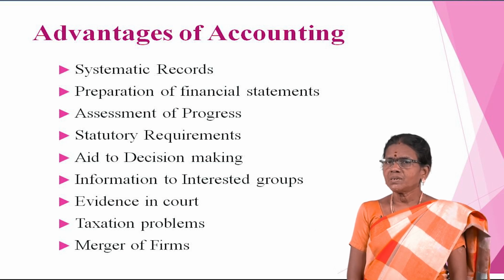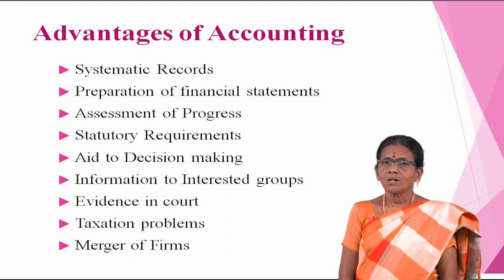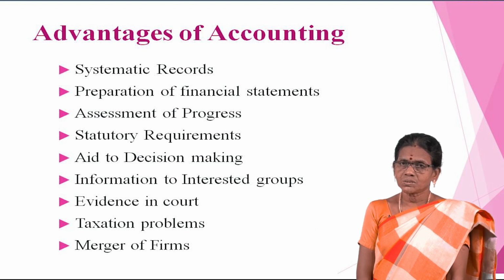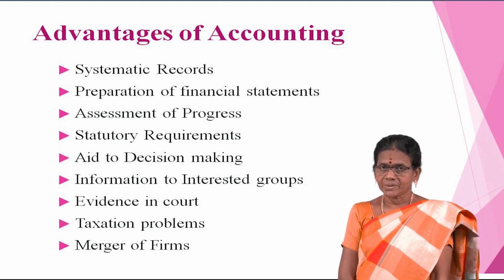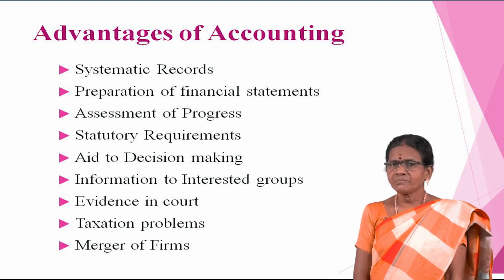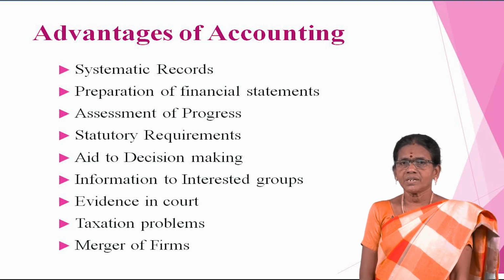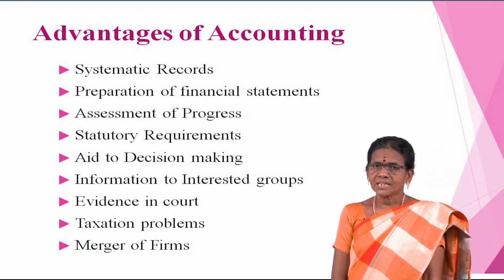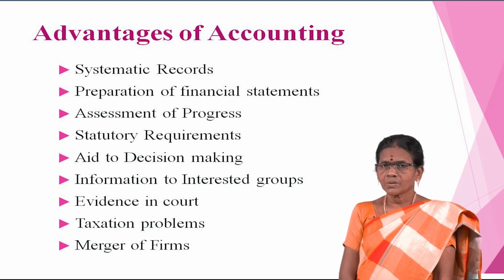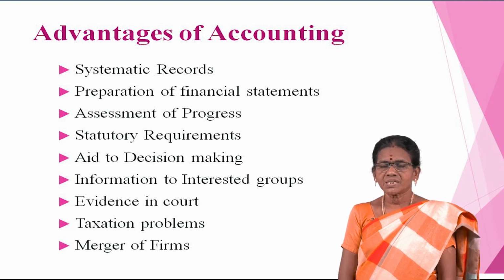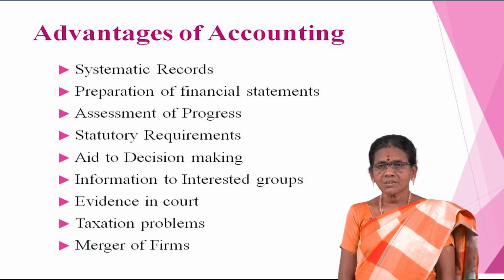Then information to interested groups. The information should be provided to the public and all the persons who are interested in the company. Then evidence in court. The profit and loss account, balance sheet and the trading account are good evidence. And taxation problems. The taxation problems can be solved by the accounting records. Then merger of firms. In the case of a merger of firms, a company must give its own records.